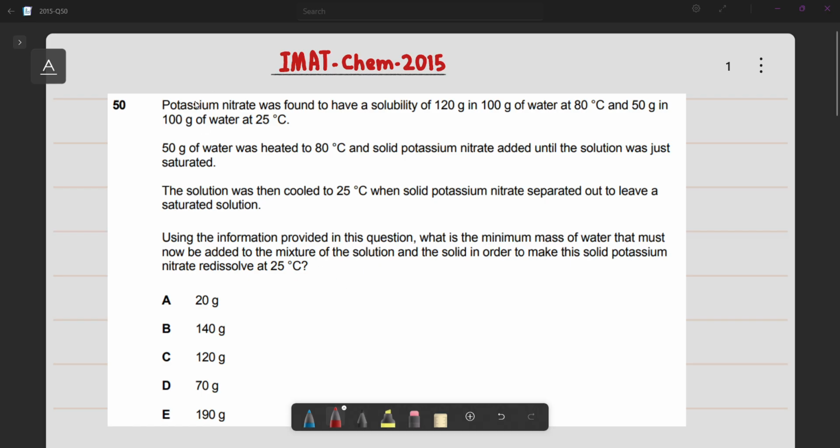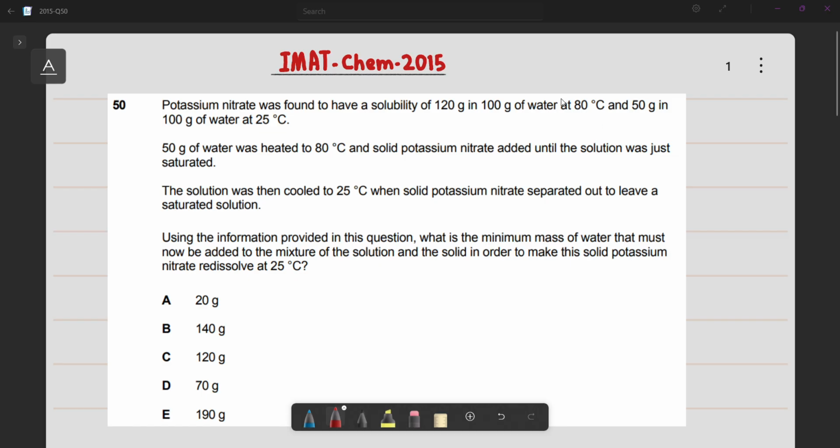The question first starts off with the given data about the amount of solute dissolved in the solvent. So we have potassium nitrate, which is a solute, a salt, found to have a solubility of 120 gram in 100 gram of water at 80 degrees Celsius. So we are given the temperature, the mass of a solute and the mass of the solvent. The solvent is the water and the solute is the potassium nitrate salt.